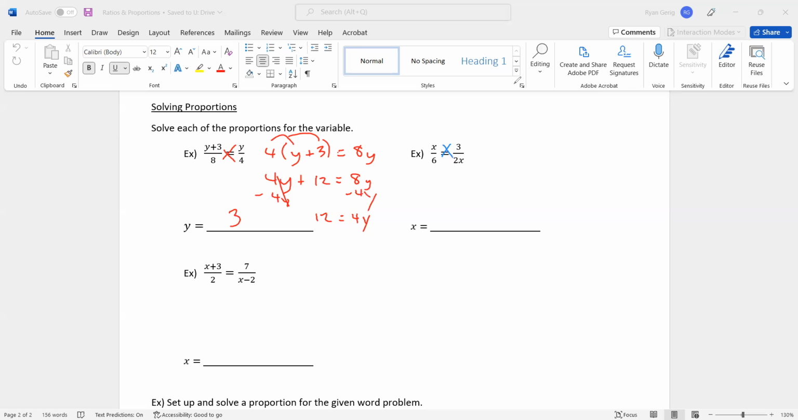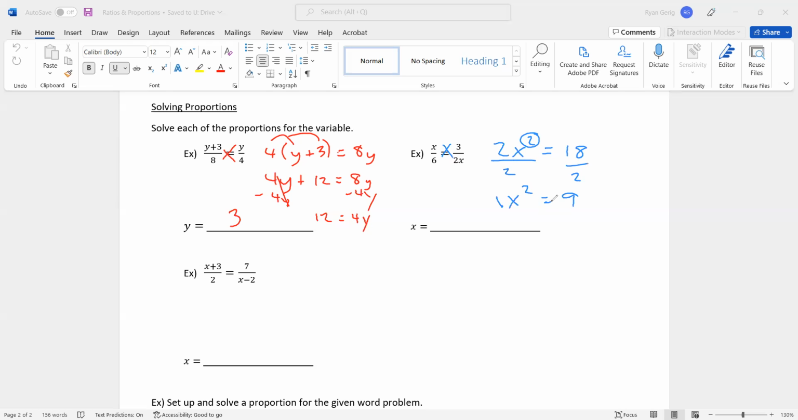What's x times 2x? A lot of people are going to say, oh, it's 2x. No, not quite. x times x is x squared. And then 2x times x is 2x squared. 3 times 6 is 18. Now, I have an exponent of 2. Okay. That's a little different. I want to get x squared by itself, so I'm going to divide by 2. So I get x squared equals 9.